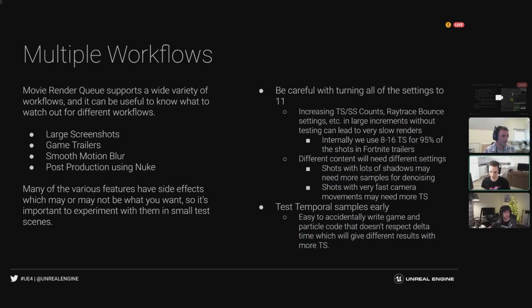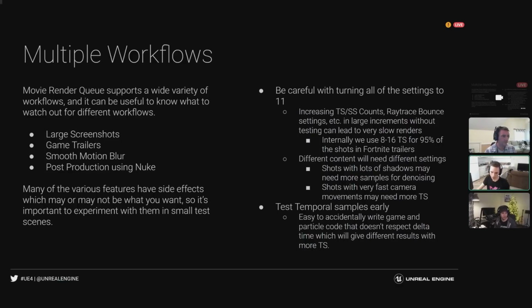Everything else is really just camera settings, and occasionally there are CVARs that are executed to fix some things like sorting and stuff like that. It is content dependent. We try and pick the best defaults in general, but since it's content dependent, it's not always right. Different content is going to need different settings. If you have lots of shadows and you're using ray tracing, you might need more samples for denoising than you do in other shots. That's why we have that per shot override stuff now, where you can go in and say, for this shot only, do 16 temporal samples. Shots with very fast camera movement may need more temporal samples.